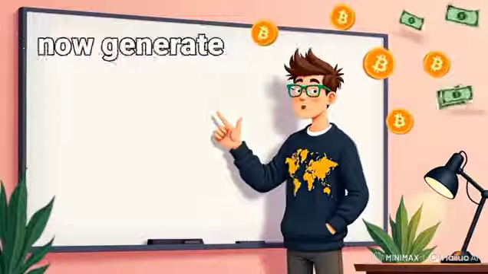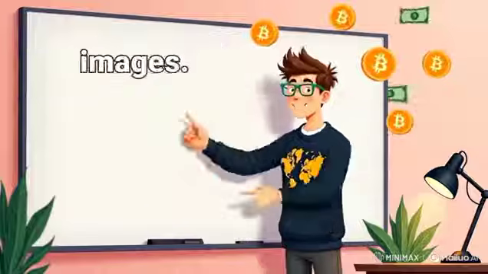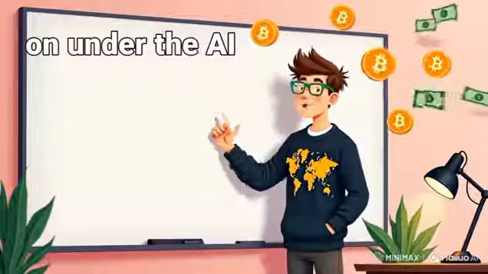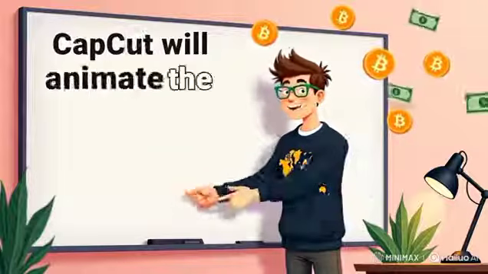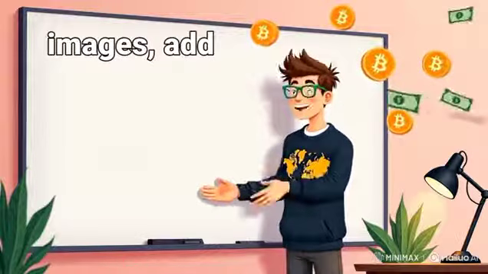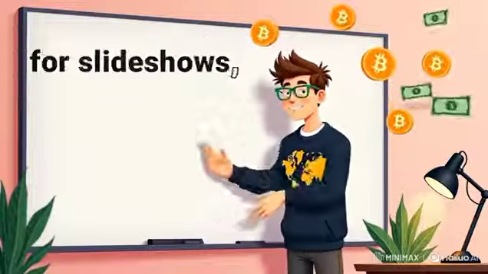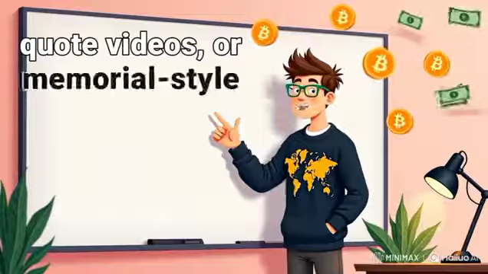Step 10. AI Image to Video. You can now generate videos from just images. Upload a set of pictures and select image to video under the AI tab. CapCut will animate the images, add zoom effects, insert transitions, and music. Great for slideshows, quote videos, or memorial-style content.